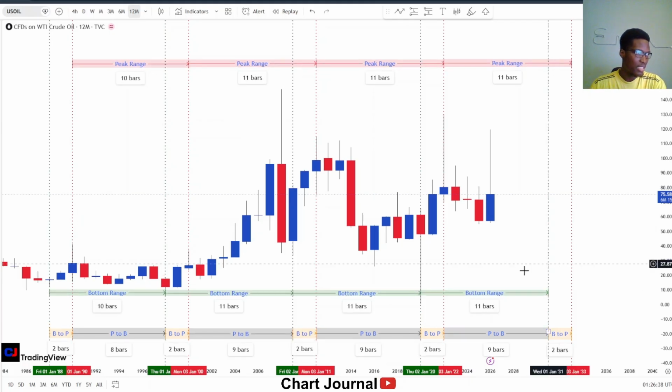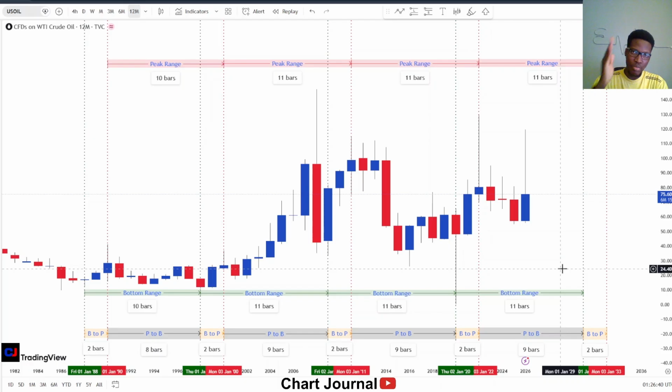So now we can see we have our peak to peak of 11 years, and bottom to bottom of 11 years. What do we have in between? So we see this yellow B to P. So bottom to peak, that's what it means. So from this bottom to this peak, how long did it take? Look at it here. You see it's 2 bars. Since we are on the yearly charts, it means 2 years. So this took 2 years.